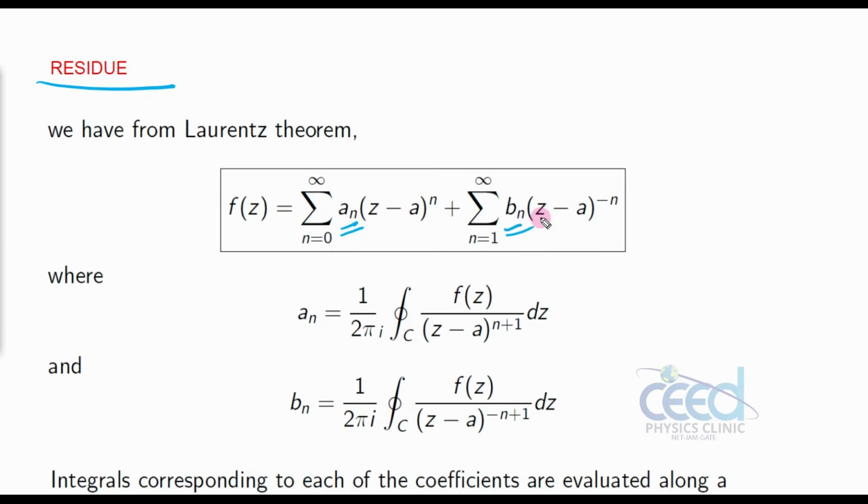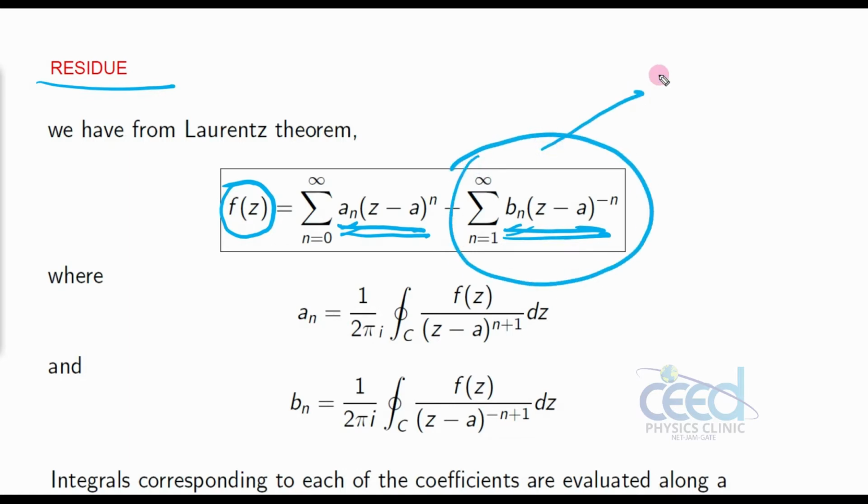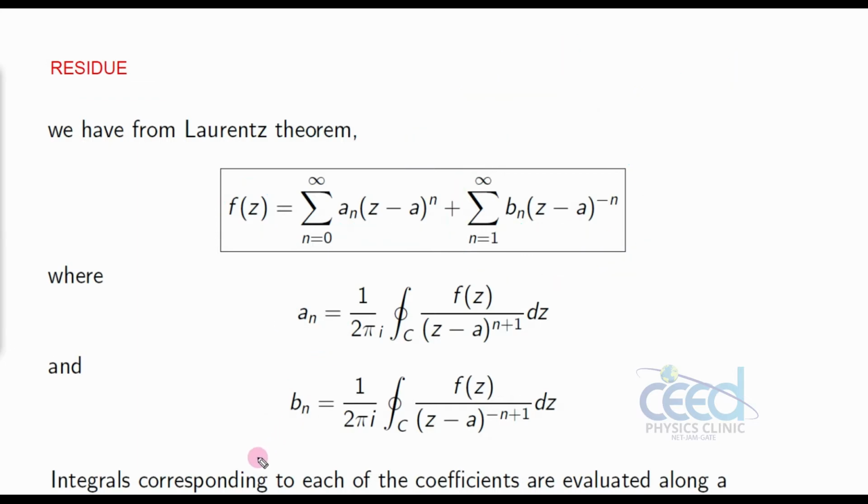So any complex function f of z we can represent as a power series: sigma n equal to 0 to infinity an (z minus a) raised to n, and sigma n equal to 1 to infinity bn (z minus a) raised to minus n. This part we call the principal part, and this part we call the analytic part, right? We also discussed the an and bn values, so I recommend watching those videos before coming to this.